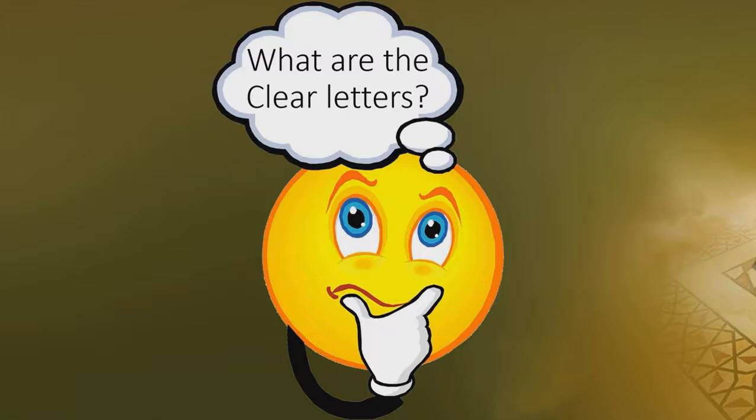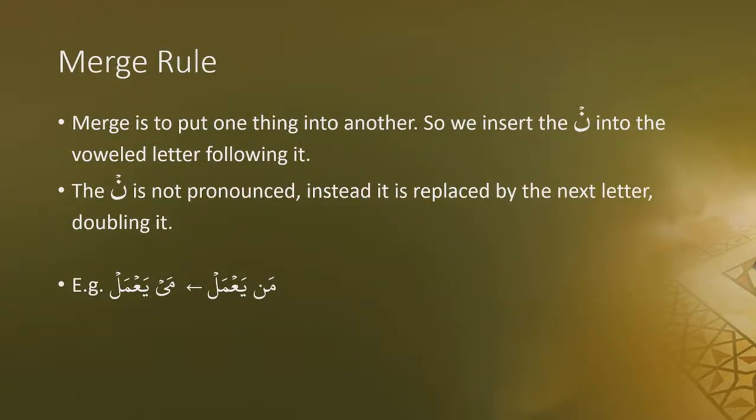So in the next lesson, we complete the explanation about the clear rule. And now let's move to the second rule, the merge or idgham in Arabic. What is merge? It's to put one thing into another. So we have to insert the Noon Sakina into the vowel letter following it. What happened? The Noon Sakina is not pronounced but replaced by the next letter and doubling it.